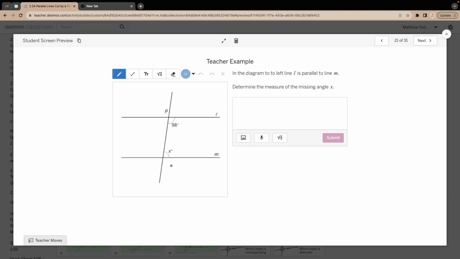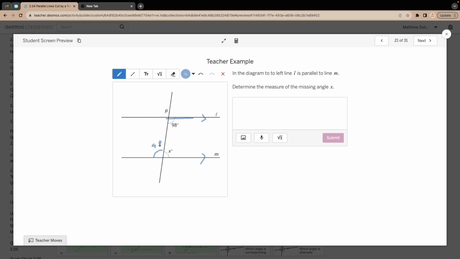So just a quick teacher example here. If I have two parallel lines, L is parallel to M, I could draw those arrows to show they're parallel. Determine the measure of angle X. Well, this angle is 98. Let's use the Z. Let's use alternate interiors. Okay, so this 98 is also here, right?